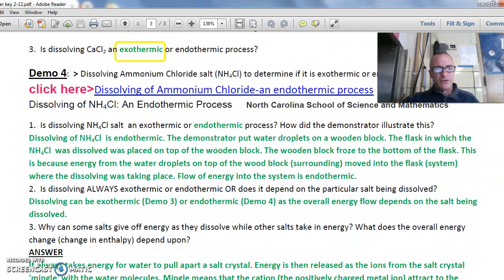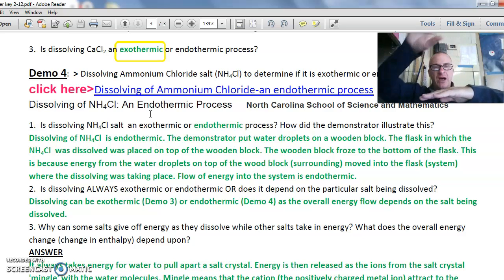Our next salt that they dissolved was ammonium chloride. How did they show that this was endothermic? In this one, if you remember, they had a wood block. They put water on the wood block. They put a flask on there with water in it.